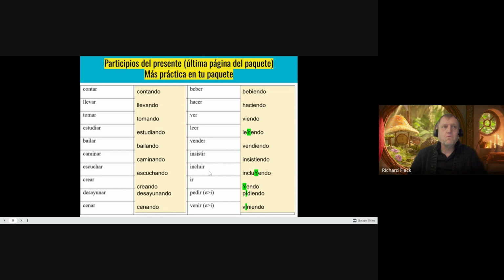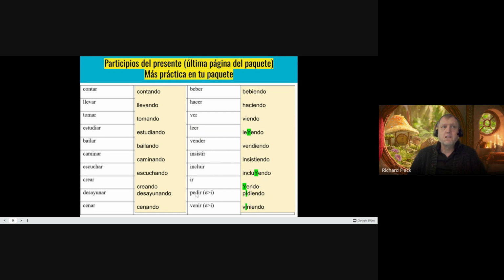Incluir, this is another one where the root ends in a vowel. If we take off the IR, our last letter is a U, that's a vowel. Instead of IENDO, we have to put YENDO, and that gives us incluyendo. Ir, as we noted previously on our notes, when we take the IR off of ir, there's nothing left, so we put yendo.